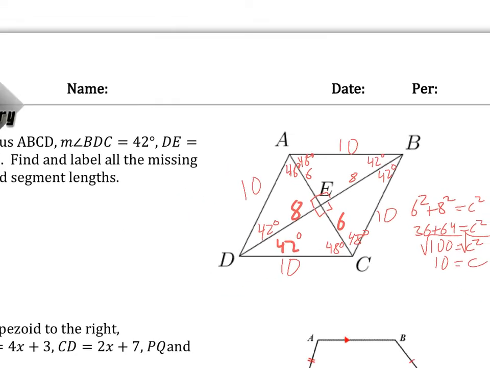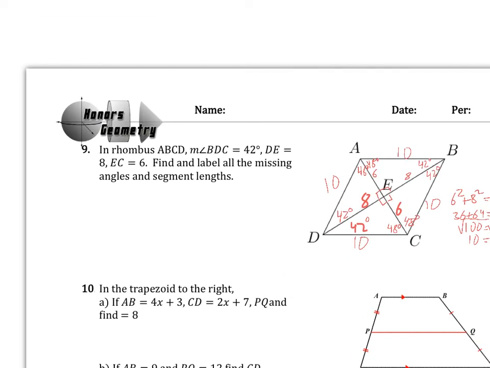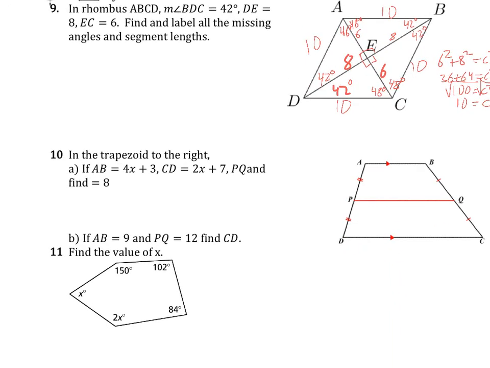All right, I think we got everything. So just by knowing a few parts, we can find all the parts of the rhombus using their properties.